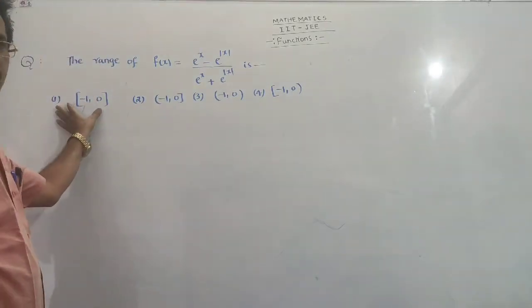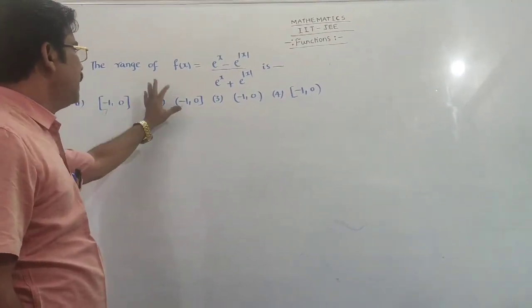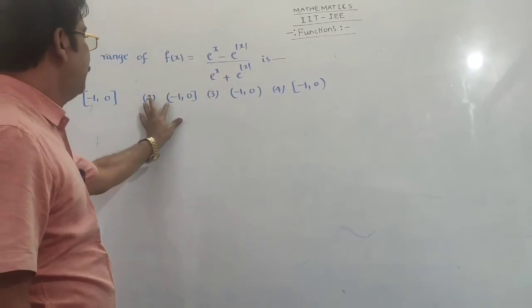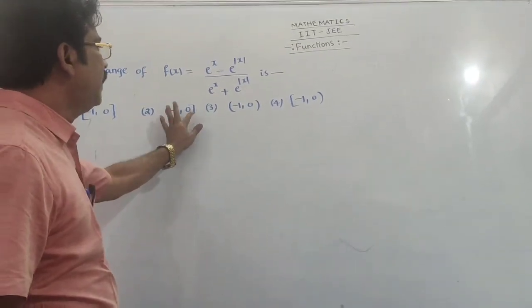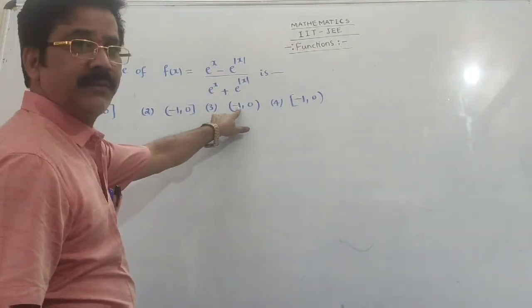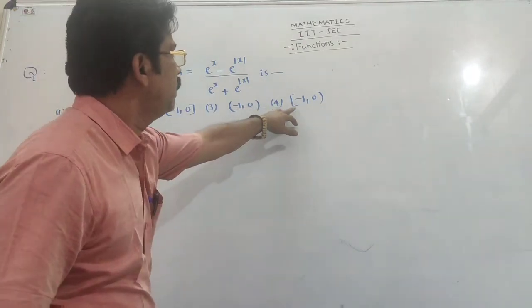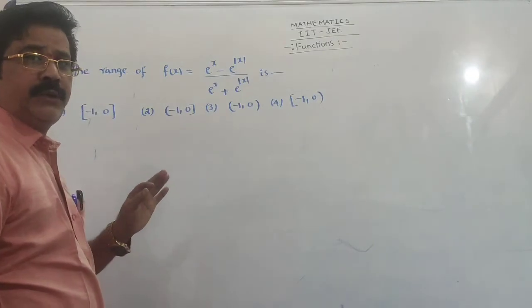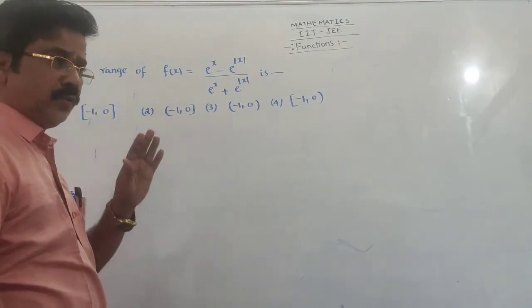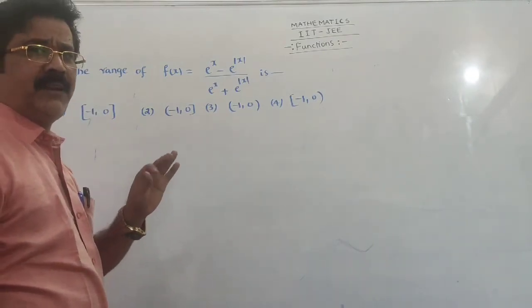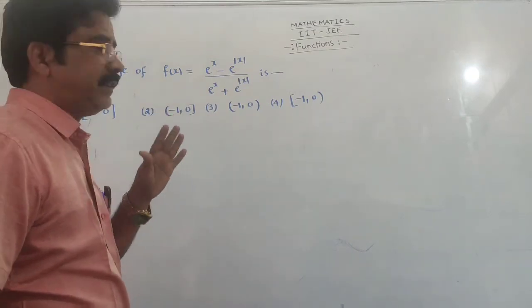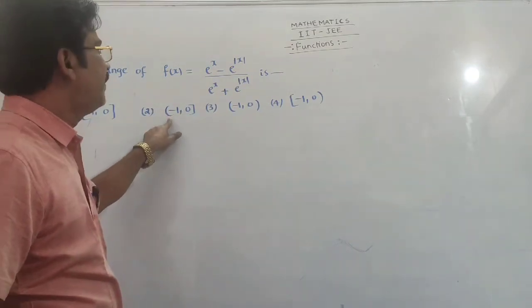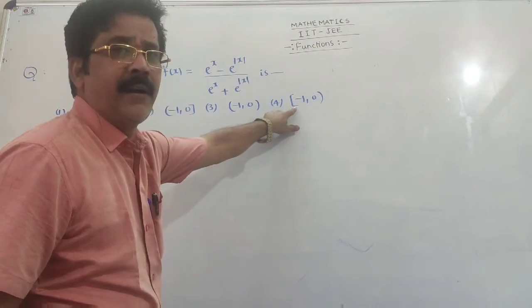First option, closed interval of minus 1 comma 0. Second option, left open minus 1, right 0. Next, open interval of minus 1 comma 0, closed minus 1, 0, open. Already you know the meanings of closed interval and open interval. And half intervals means this is the half interval, it is also called a half interval.